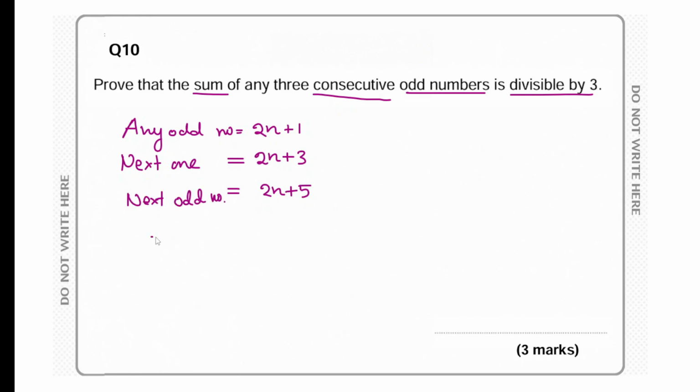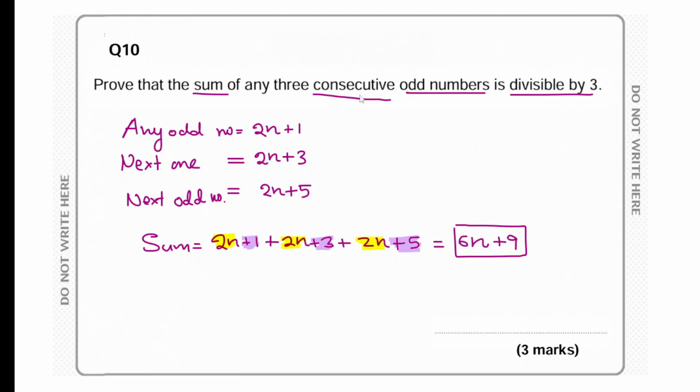So the sum is, let's collect the like terms, 2n, 2n, and 2n. That will be 6n. Now let's collect the numbers. 1 add 3 is 4. 4 add 5 is 9. So this is the expression that we get for the sum of 3 consecutive odd numbers: 6n + 9.